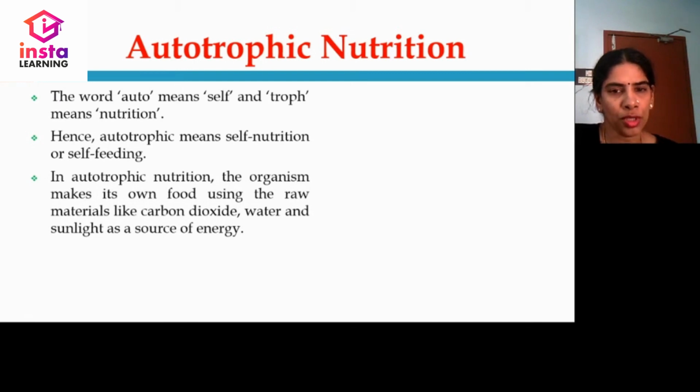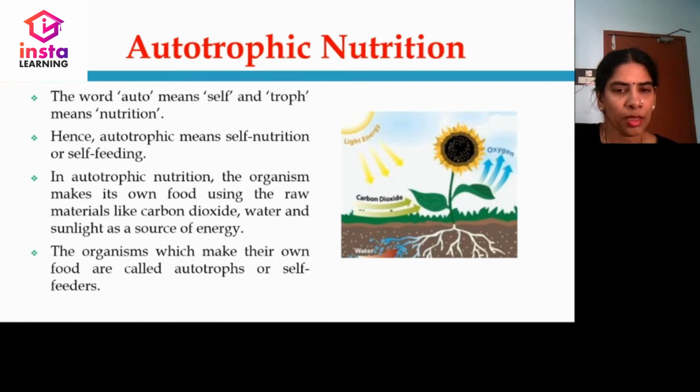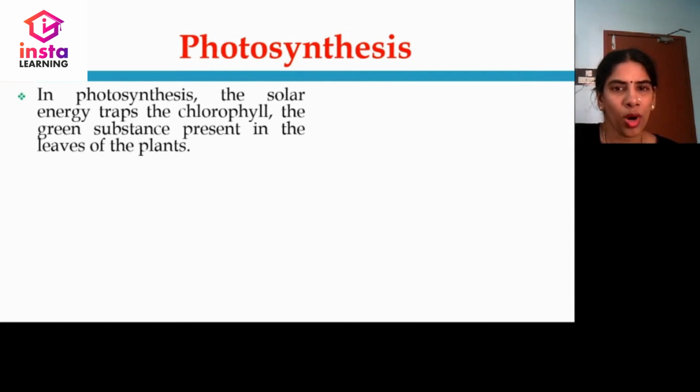In autotrophic nutrition, the organism makes its own food using raw materials like carbon dioxide, water and sunlight as a source of energy. The organisms which make their own food are called autotrophs or self-feeders. Photosynthesis. In photosynthesis, what happens? The solar energy gets trapped by the chlorophyll. The chlorophyll is nothing but a green substance which is present in the leaves of the plants.